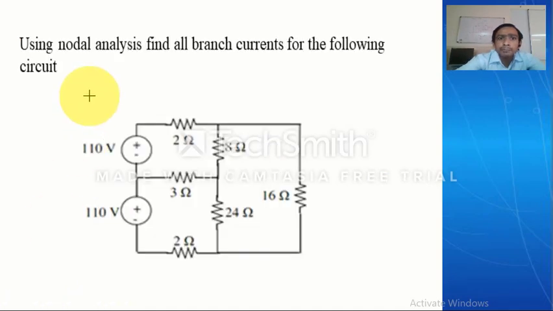Here I have also taken a simple numerical problem for Kirchhoff's current law. Here we have to use nodal analysis to find all the branch currents. Now, how many branches are there? First is this branch. This is a single branch actually. If you see, there are two elements in this branch, but it can be treated as a single branch. So this is the first branch.